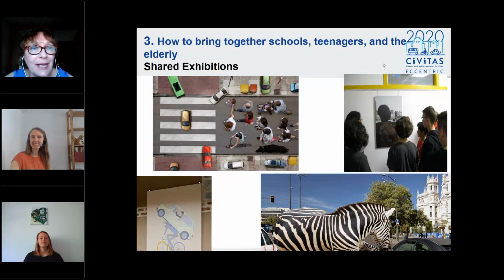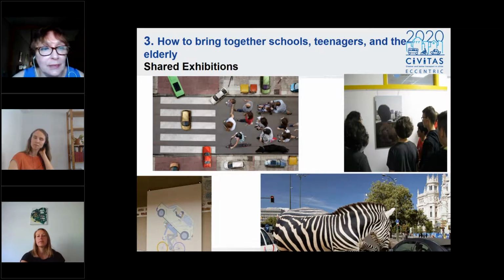Also, they share exhibitions. We made three exhibitions about mobility. It was a very artistic exhibition with well-known people, photographic and artistic, and the exhibition has a lot of activities and dynamics to share knowledge between elders and young people.